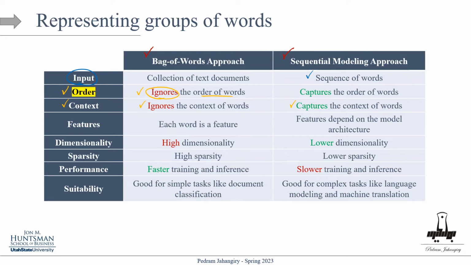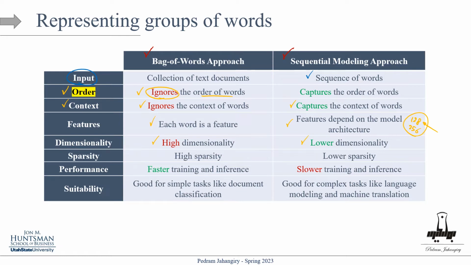In terms of features, in bag of words, each word is a feature. In sequential modeling, the number of features depends on the model architecture. For example, we can do word embedding and use 128 features. We can do 256. Depending on what architecture you want to use, you can specify those numbers. So obviously the bag of words is going to be a lot more high dimensional compared to the sequential model, because again, you can use word embedding with only 128 features.